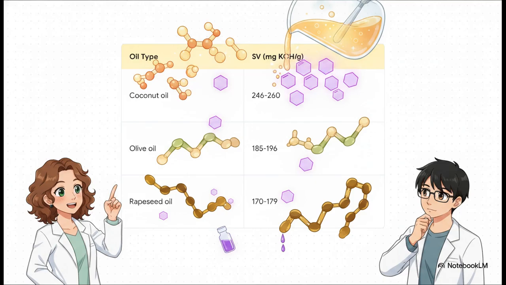Conversely, look down at rapeseed oil. It has a much lower SV of 170 to 179. A low SV means those fatty acid chains are long and heavy, so fewer actual molecules fit into a single gram, meaning it requires way less KOH to neutralize them.